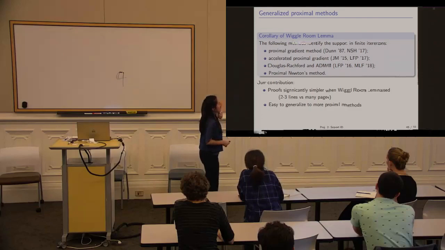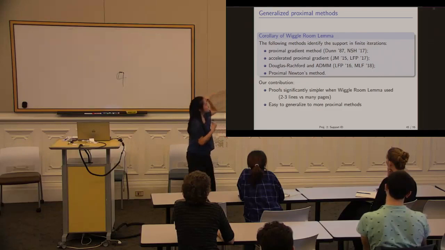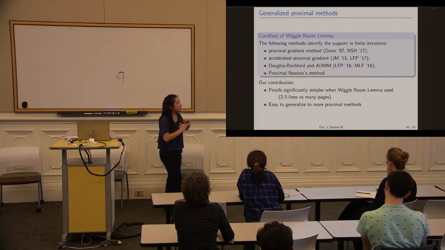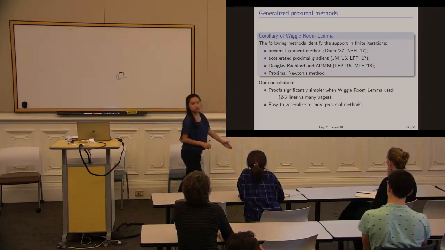So just to make everything fair, the previous works that have looked at each of these methods separately have given a lot of different rates on a lot of different aspects of these methods. We're only looking at support identification. And because we're just looking at a small piece of the puzzle, we're able to do it for all of these methods in one broad stroke, and using many simpler proofs.